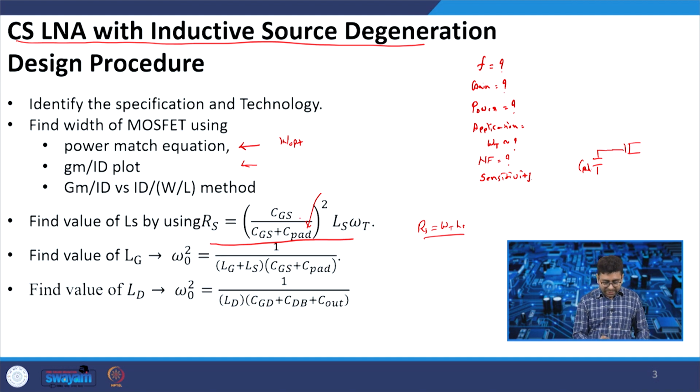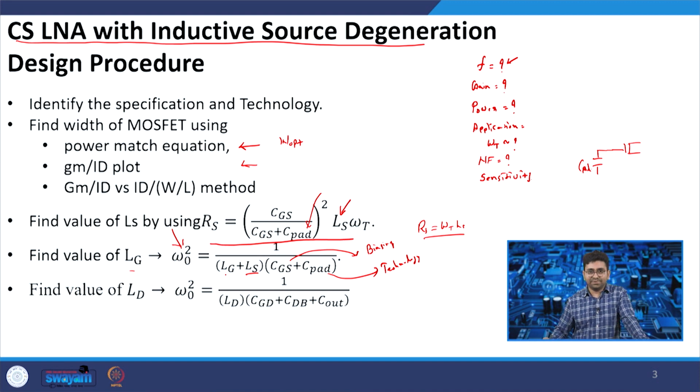Now, we need to find the value of Lg. So, we know the frequency of operation, and first we find out the Ls based on the biasing and the technology. So, this you will get from biasing, and this is provided by technology. The pad capacitance is already known, Ls is also known, omega naught is known, so you can find the value of Lg.